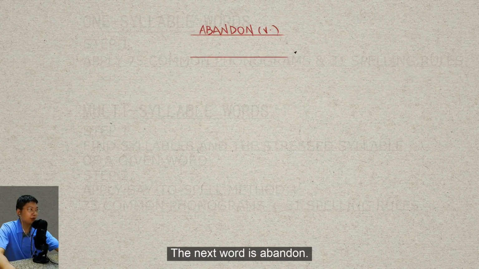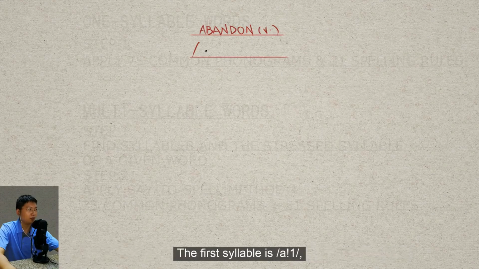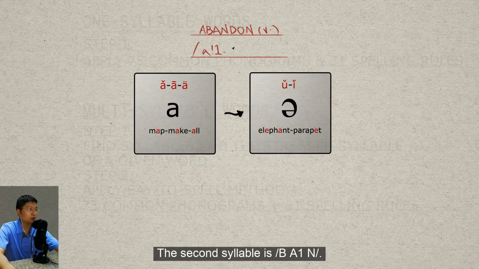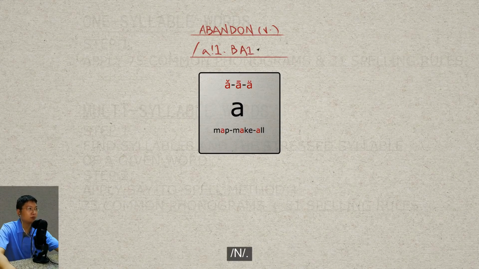The next word is abandon. The word has 3 syllables and the stress is at the second one. The first syllable is a. The first schwa sound reduced from a. The second sound of a-r. The second syllable is ban. B. A. The first sound of a-a-r.